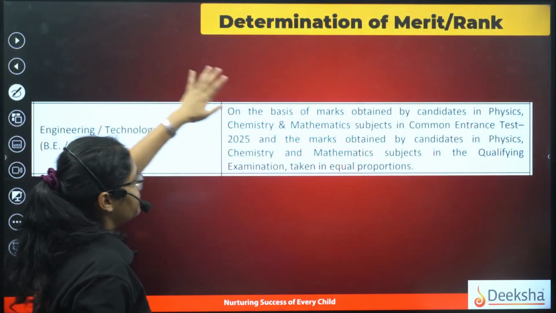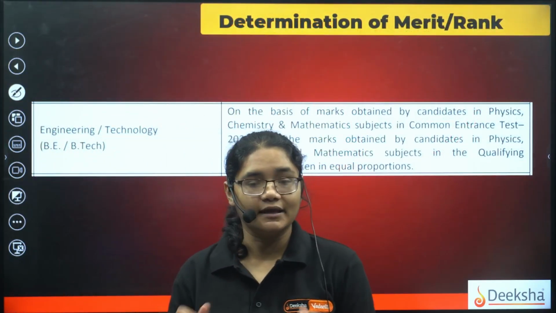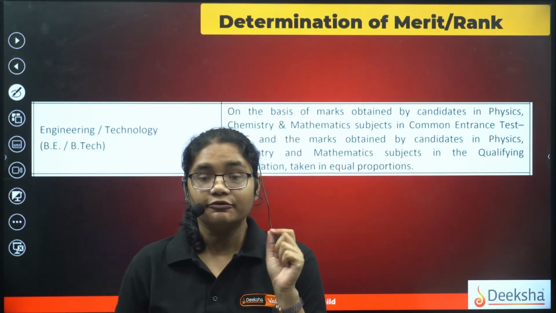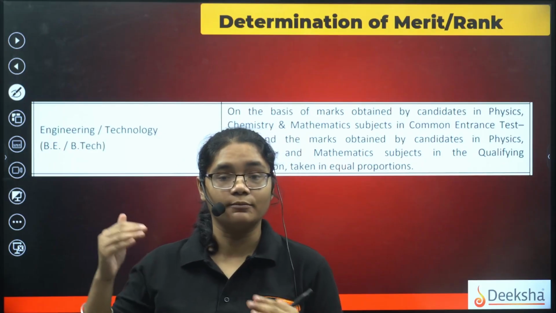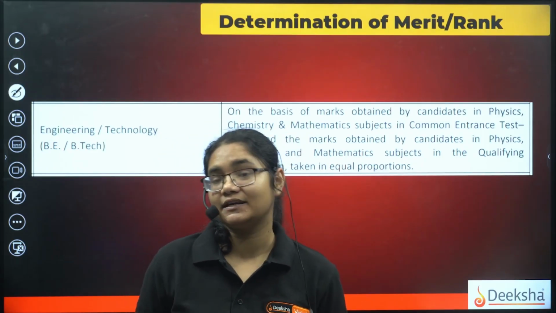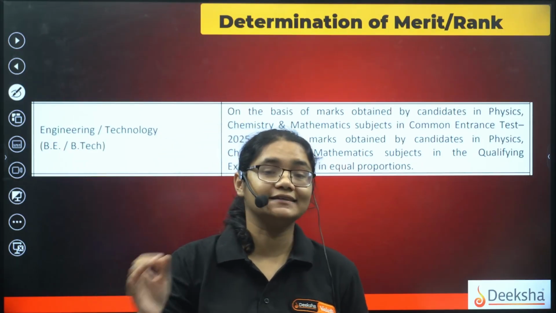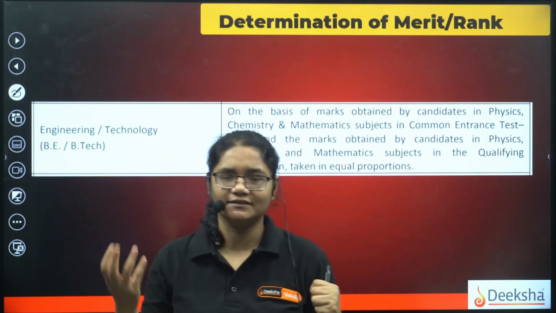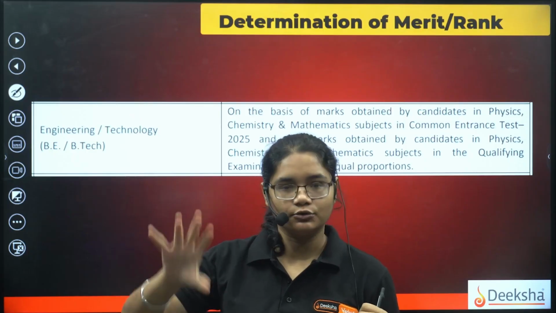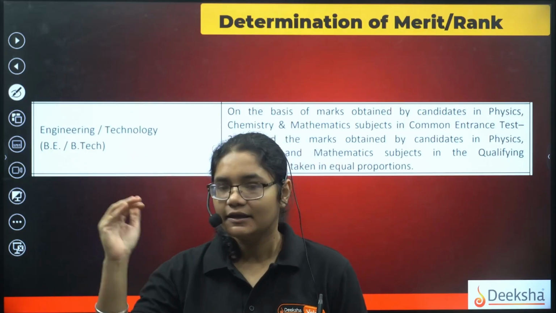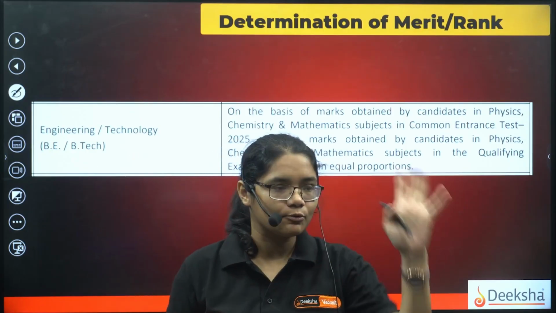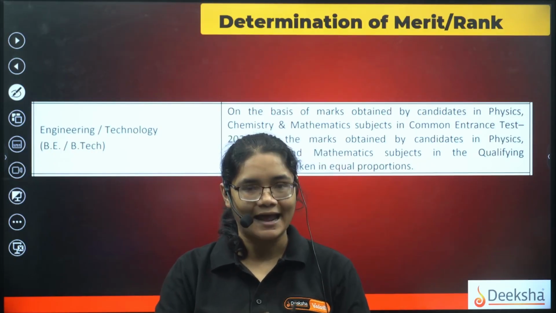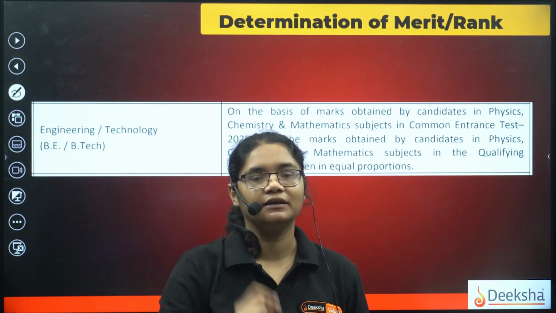Now moving forward, very important: determination of rank. I'll be making a detailed video on this, but the point of saying this is that 50% weightage is taken from your board exams and 50% weightage is taken from your KCET examination. Based on that, your rank will be determined. For example, however much percentage you got in your board exams, 50% of that will be taken, and however much percentage you got in KCET, 50% of that will be taken, and that too will be added, and then you will get an overall percentage.